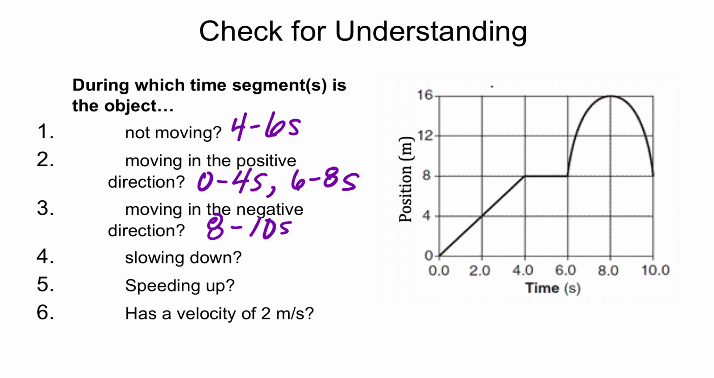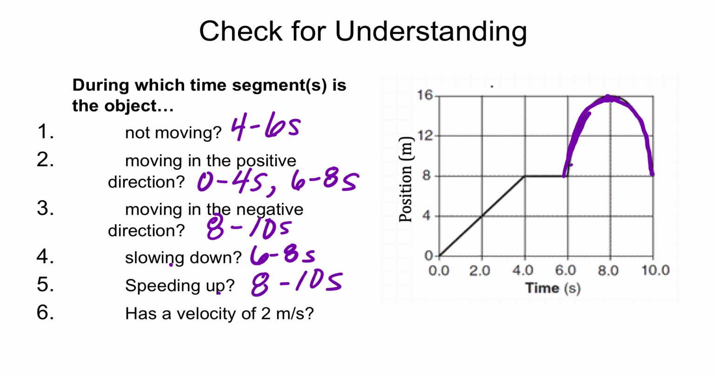All right, now for number four, when are we slowing down in the graph? So what are you looking for for slowing down? You want to look for a curve, and you want to look for it to get flatter or less steep towards the end of that curve. And it's going to be doing that from 6 to 8 seconds. So this curve right here is very steep in the beginning and then begins to flatten out as it reaches its peak at 8 seconds. And then for number 5, speeding up, we also are looking for a curve. So that's going to leave us with 8 to 10, and it's flat here and gets very steep towards the 10-second mark. So that is our answer for number 5, from 8 to 10 seconds.